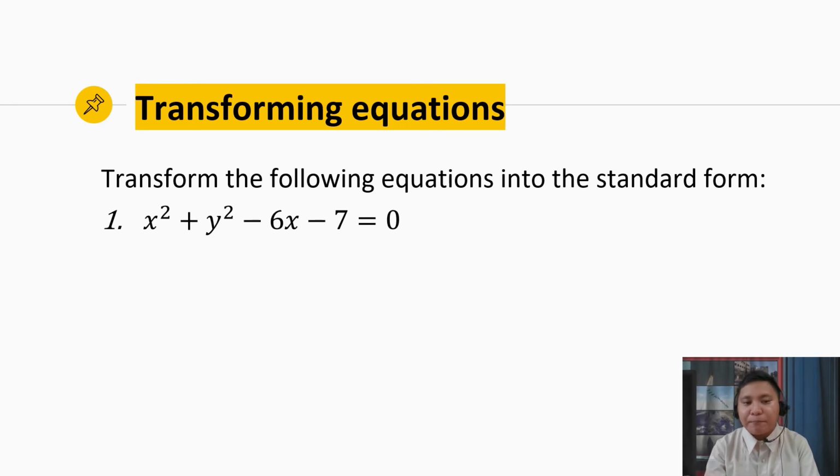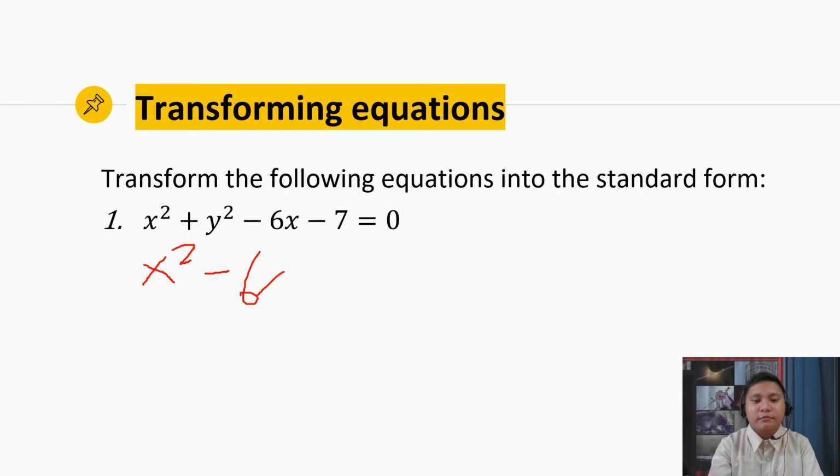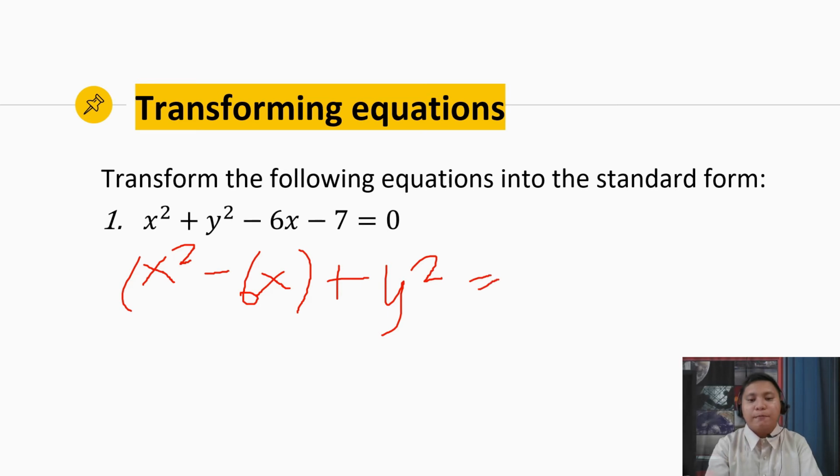So what is the first step? We will group our equation according to variables. We will group x and we will group y. So in this case, we'll have x squared minus 6x plus y squared is equal to, correct, positive 7.